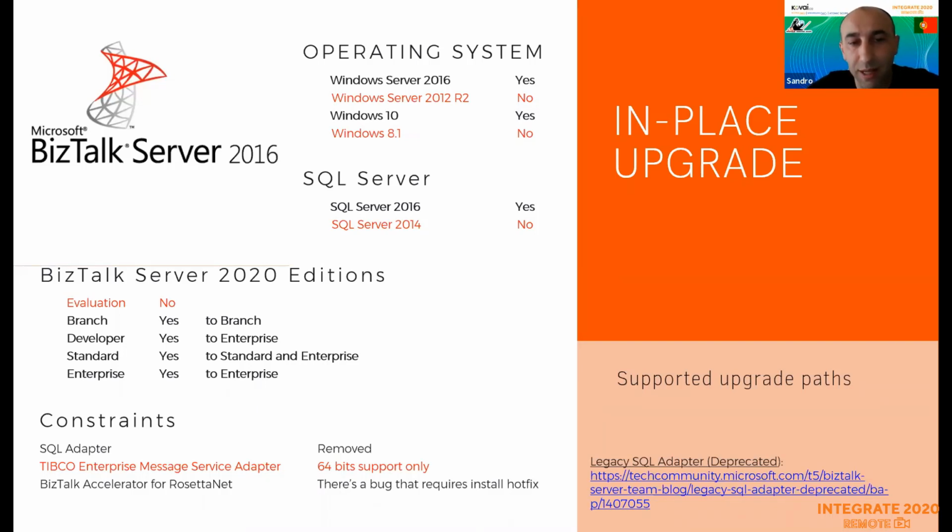For example, SQL Adapter was completely removed from 2020. So if you are using it, you may have some issues there. The Typical Enterprise Master Service Adapter is also now supported only in 64 bits, so it depends on your configuration. And RosettaNet has some issues on 2020 that you need to install a hotfix to be able to run it properly. So again, it's too risky.